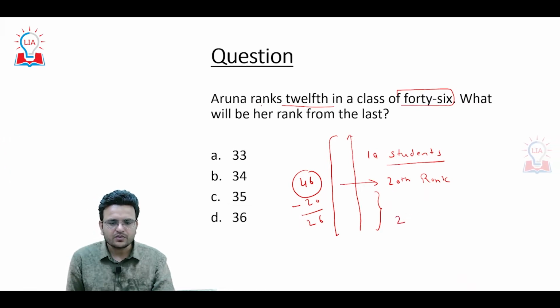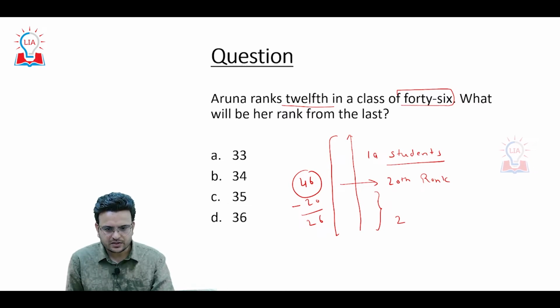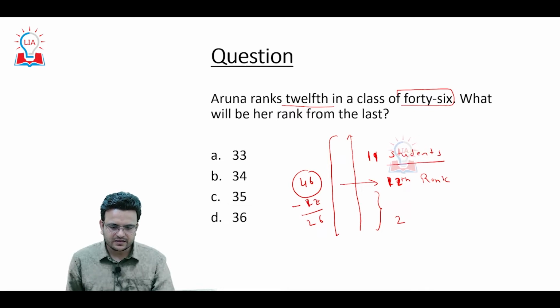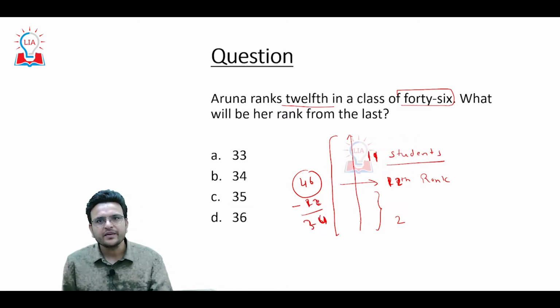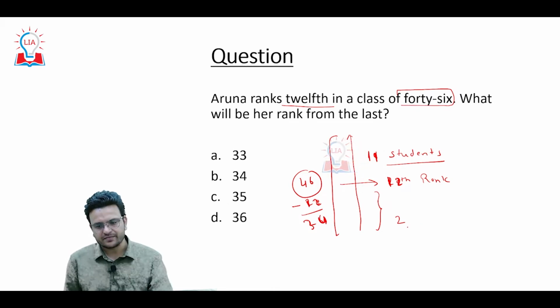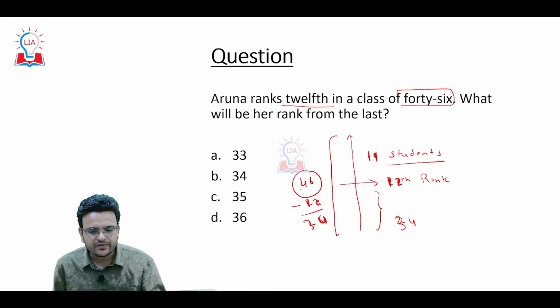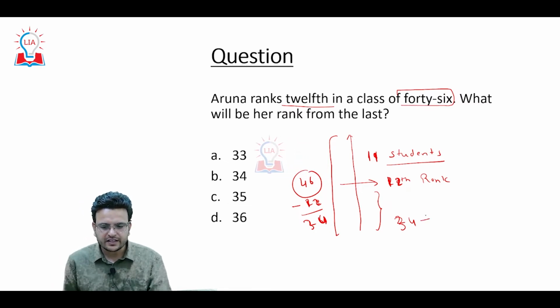No, Arun's rank is 12, not 20th. Arun's rank is 12. So definitely 11 students will be before him and 34 students will be after him. Then what will be his rank from the last? It will be 34 plus 1. This is one way.